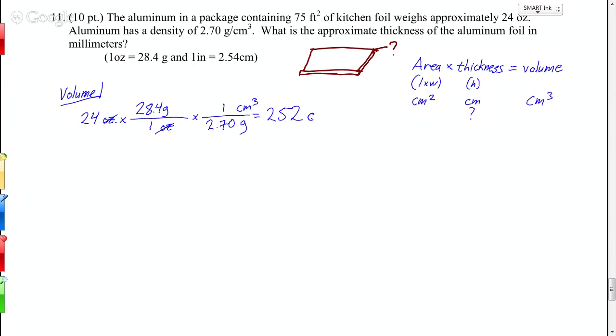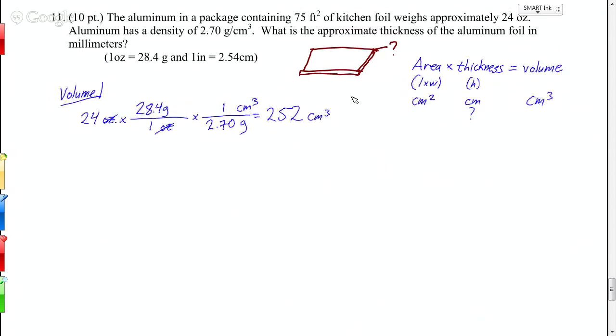That's fine. So that's cubic centimeters or milliliters. That's the volume of the amount of aluminum. You see where that comes from? Okay. So now, remember, in order to find the thickness, we need the volume and we need the area. We've got the volume, and we're told the area, 75 square feet, but we don't want it in square feet. We want it in square centimeters.